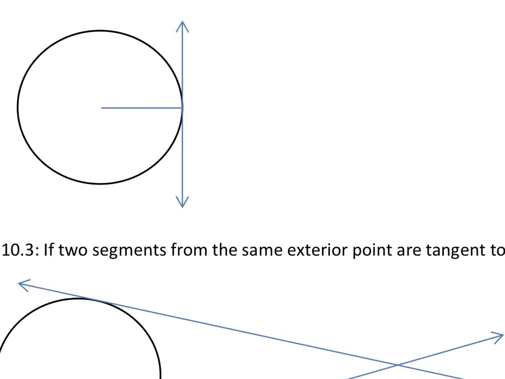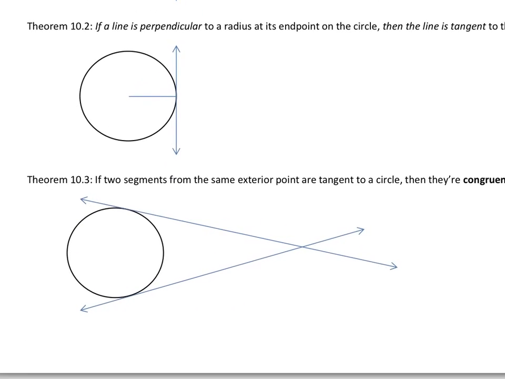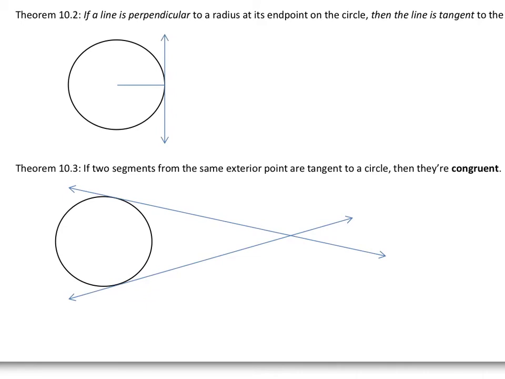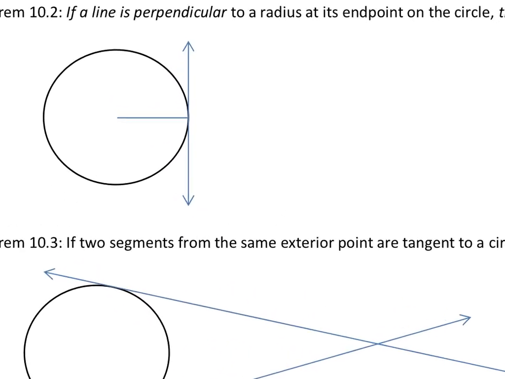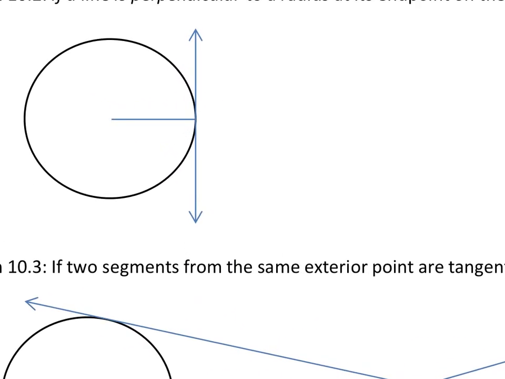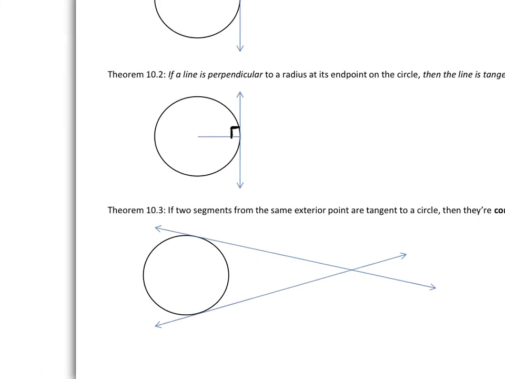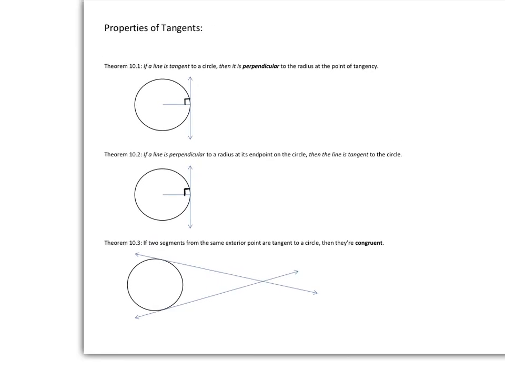Then if you're given a line, if a line is perpendicular to the radius at its endpoint on the circle, then the line is tangent. So for this theorem, if you're given that this line is perpendicular to the radius, then you know that line is tangent. These two theorems are converses: this theorem is a converse of that theorem.